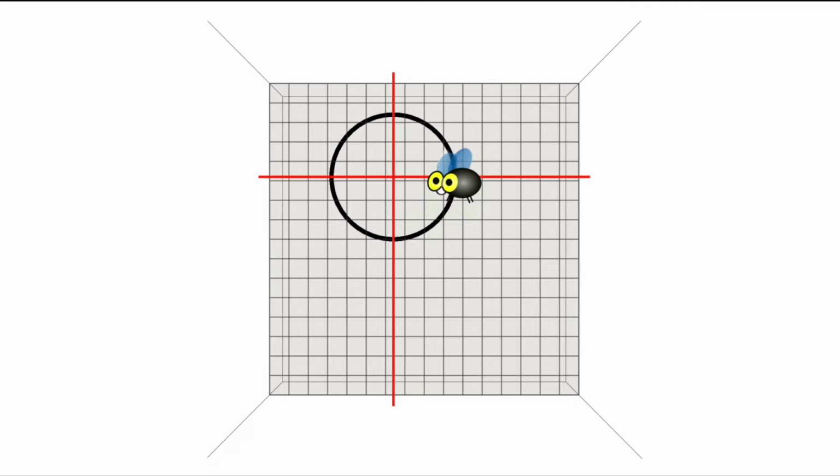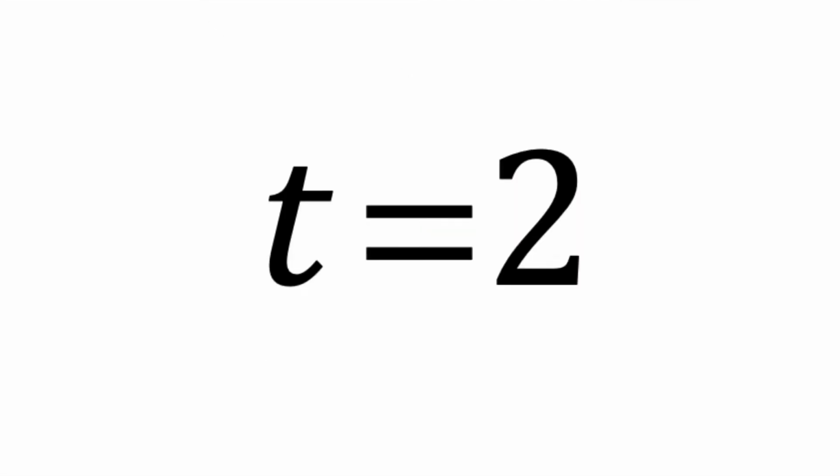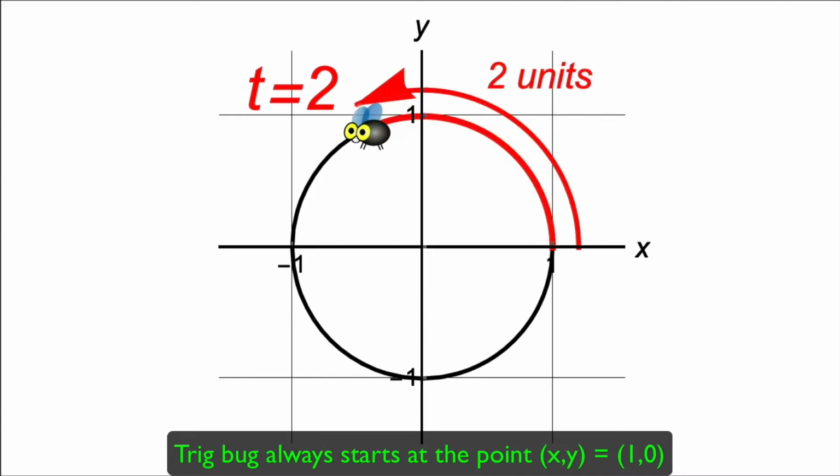It gets even better. If you give Trig Bug a positive number t, like t equals 2, Trig Bug will travel around the unit circle 2 units of distance in the counterclockwise direction. Even more amazingly, Trig Bug can then estimate the coordinates of the stopping point on the unit circle. When t equals 2, they are about negative 0.42, 0.91.